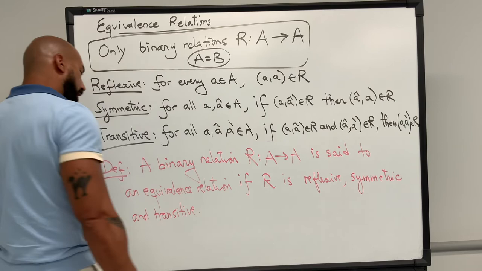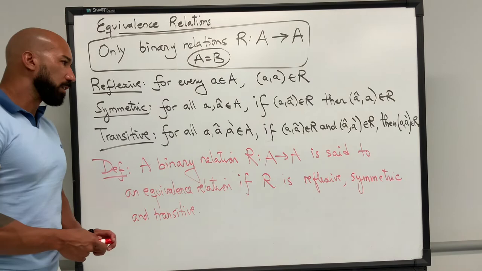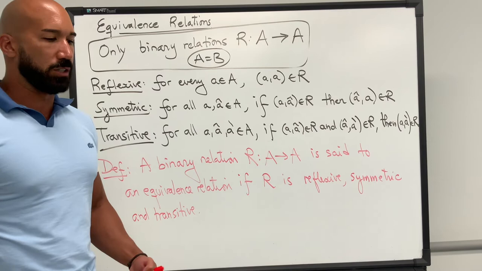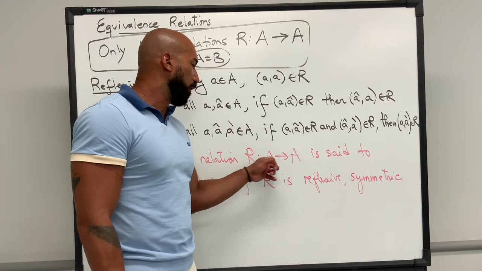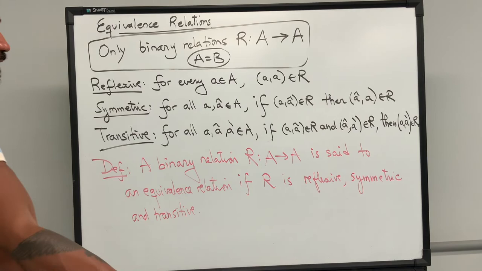Okay, so an equivalence relation is a binary relation from a set to itself that satisfies all three properties at the same time. So if we want to verify that a given binary relation is an equivalence relation, well, first, that relation must be using the same set for both components, and in addition, it needs to be reflexive, symmetric, and transitive. So, okay, let's see an example.